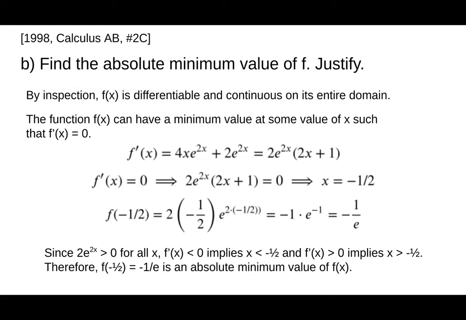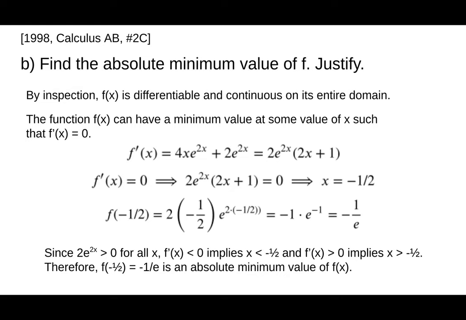All right? We don't have to check to see when 2e to the 2x will equal 0. It's never equal to 0. But we do have to verify that this is, in fact, a minimum value. All right, so the 2e to the 2x, that's always positive. All right, for all x, that factor is positive.